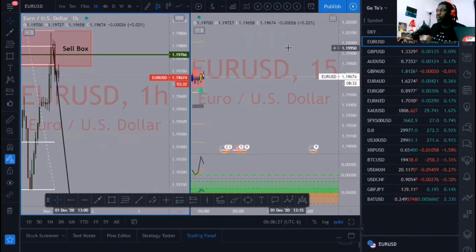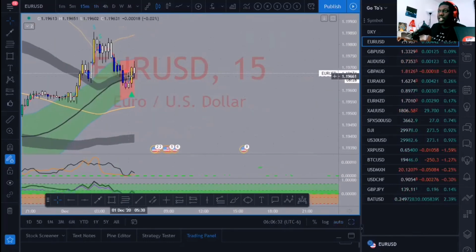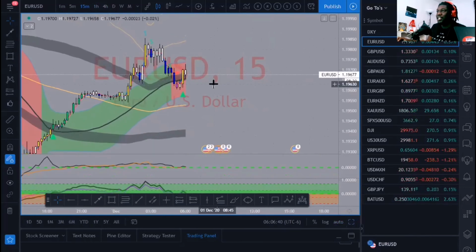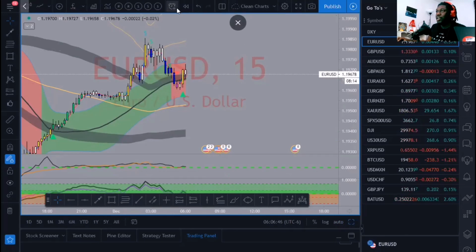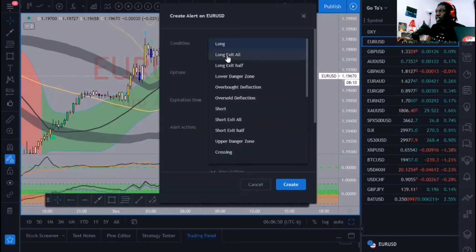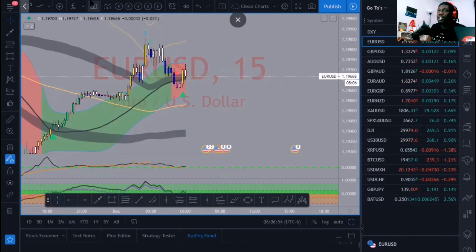Let's go ahead and go over to arbitrage. Arbitrage did give us that sell entry a couple hours ago, but then it's telling us, okay, maybe it's not so much time to enter into this trade. So I'm going to go ahead and set up this alert for an entry. Arbitrage. Short once per bar close. Create. Let's take a look at the 1 hour.